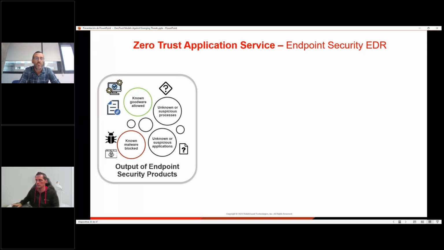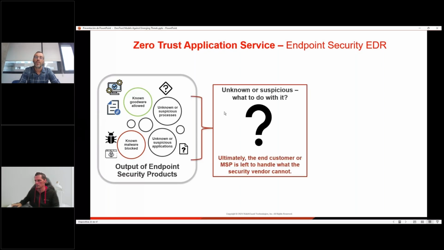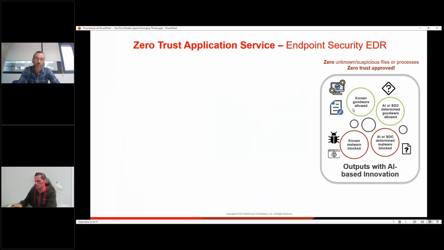Some of the applications in the endpoints were classified as malware. Some others were classified as goodware. But what is going on with the unknown or suspicious files? We were allowing to execute some unknown applications or suspicious applications. And we realized that most of the infections that our customers were having was due to that. So it was a crazy idea, but we decided to implement a zero trust approach.